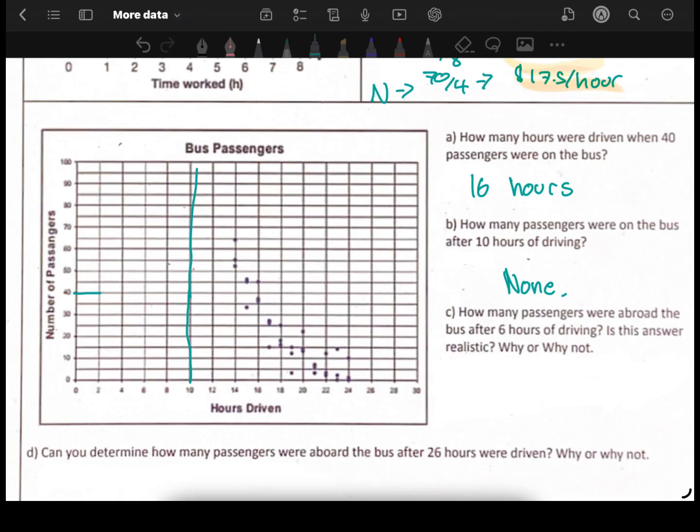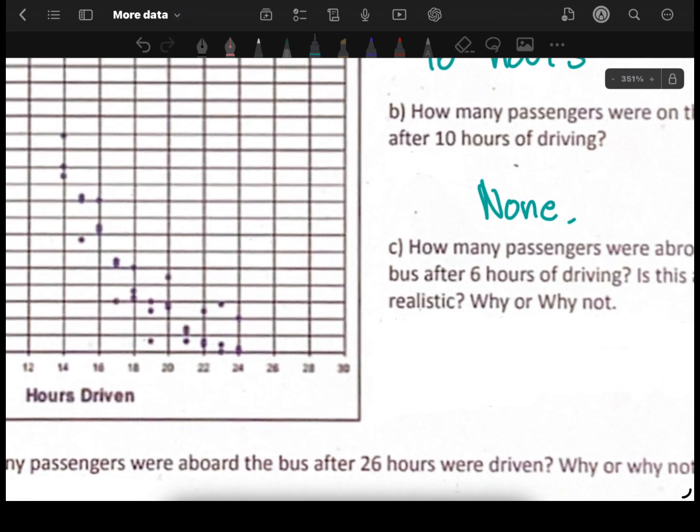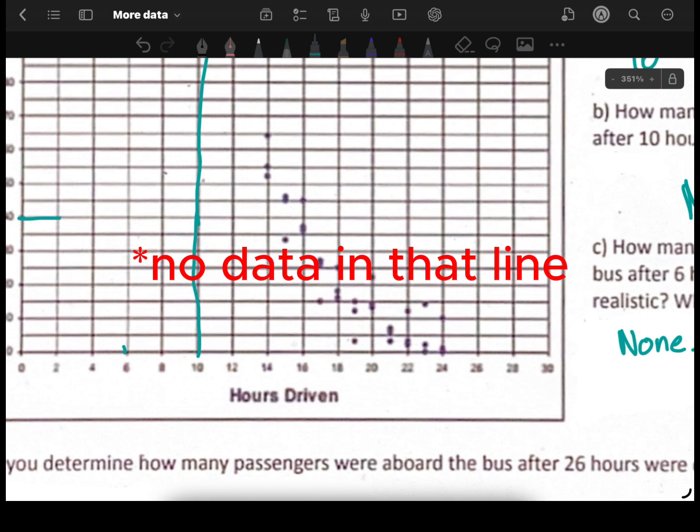How many passengers were aboard this bus after 6 hours of driving? Is this answer realistic? Why or why not? Now after 6 hours of driving, it's right here. And this is not really realistic because people could be getting on and off the bus, so it doesn't really make any sense. Also, there's nothing here.